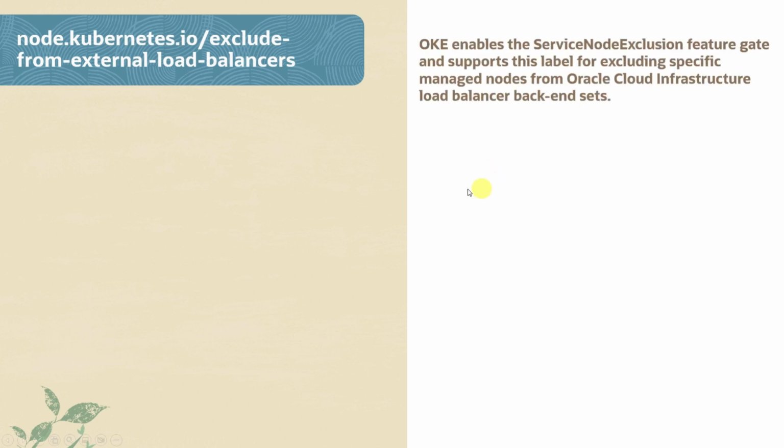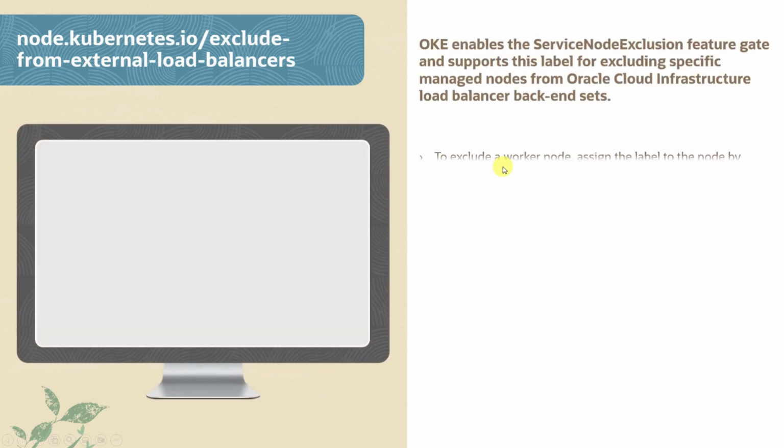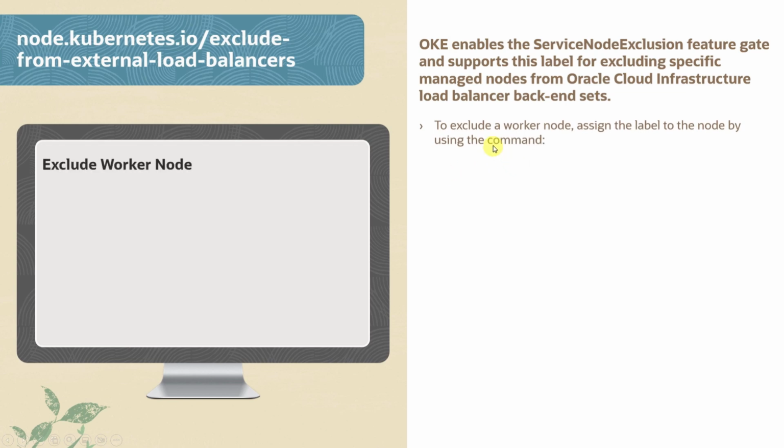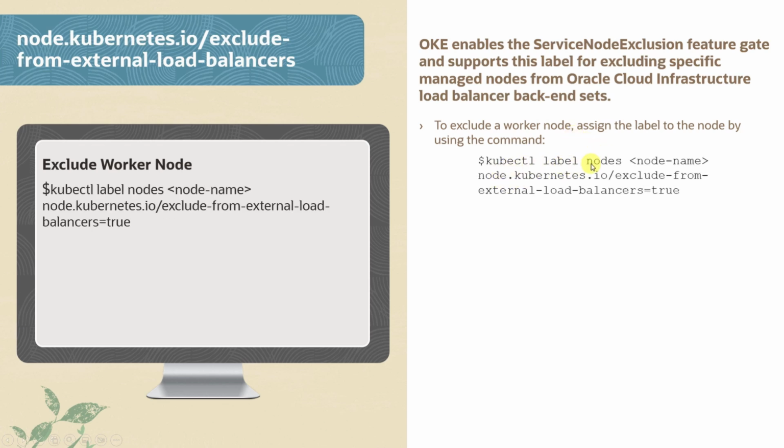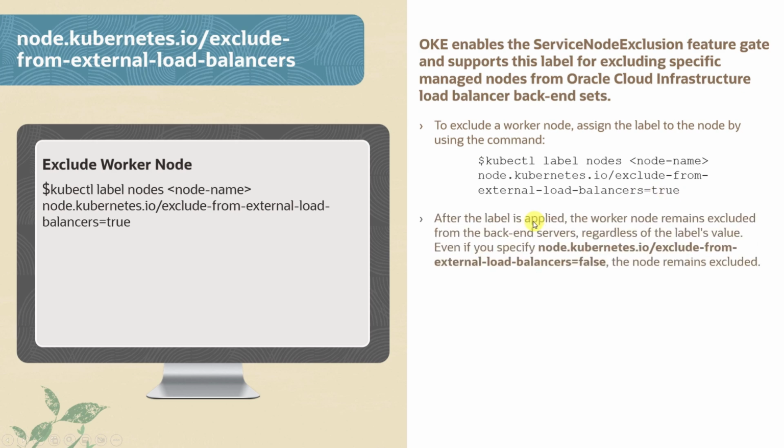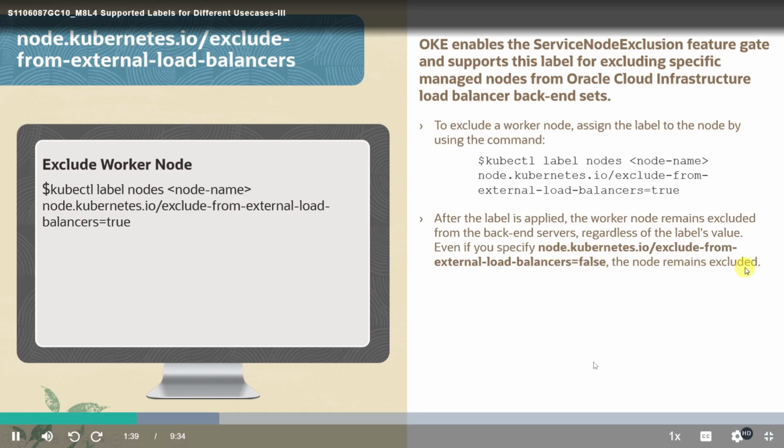To practically implement exclusion, follow these steps. To exclude a worker node, assign the label using the command kubectl label nodes and the node name, and then use the label node.kubernetes.io/exclude-from-external-load-balancers and set its value to true. Once applied, the worker node remains excluded from the load balancer's backend servers irrespective of the label's value. Even if you specify the label and set it to false, the node remains excluded.